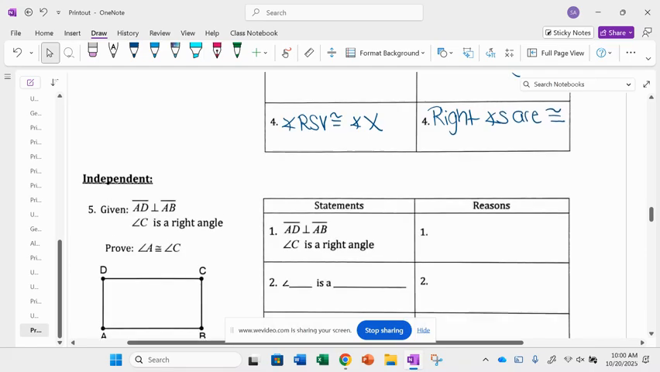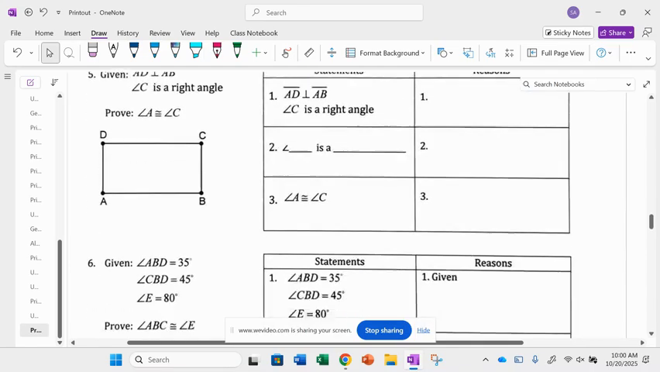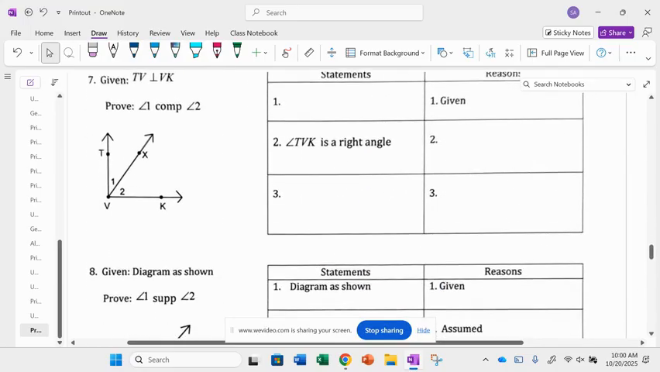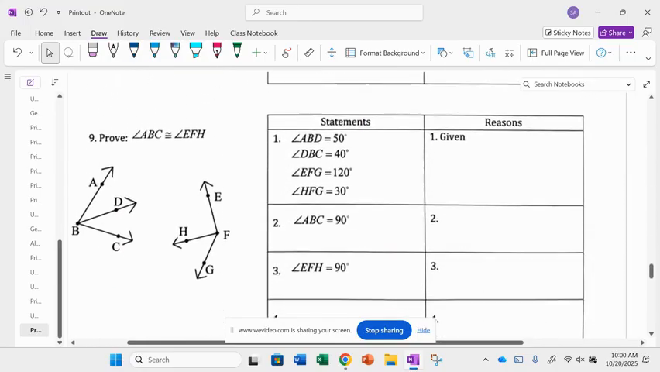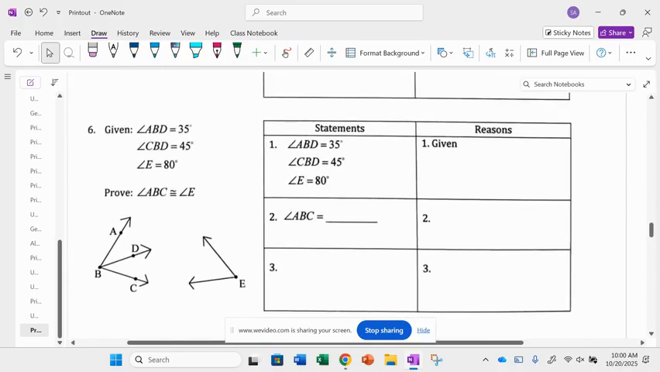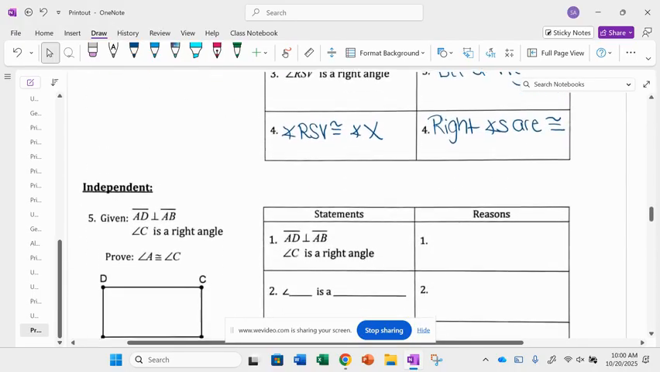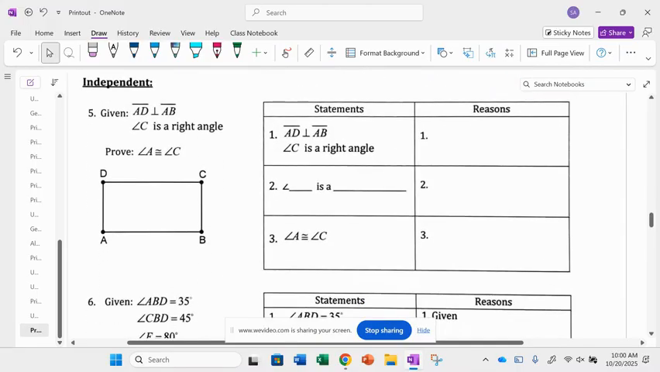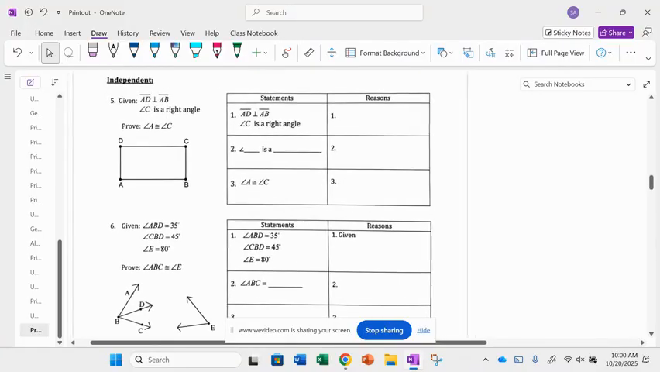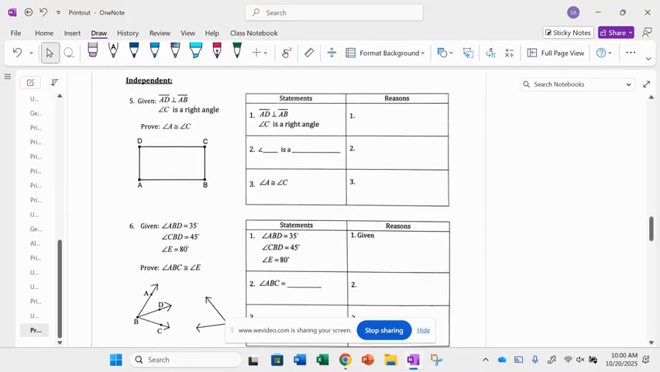Okay, I want you guys to try independent number 5 and number 6 on your own. And I think we'll stop there and then just finish up this packet tomorrow. What do you guys say? Sound good? Okay, so do independent 5 and 6 on your own, and then we'll finish up the packet tomorrow. Once you're done with number 5, raise your hands. I'll come check you.